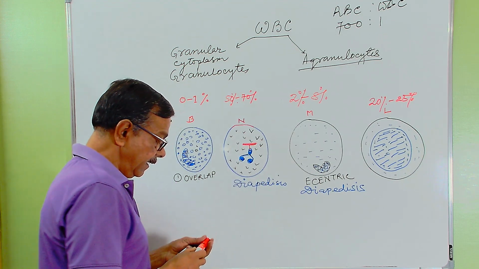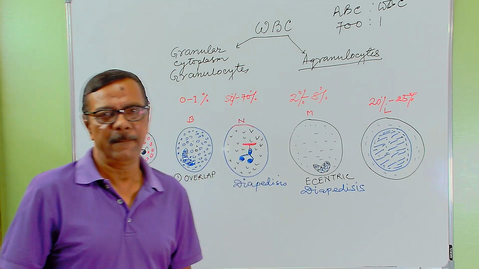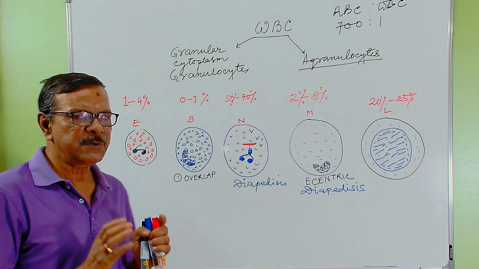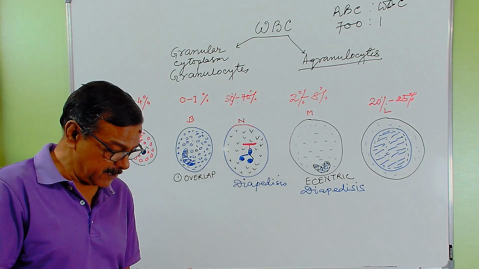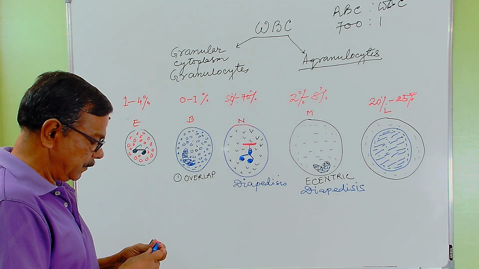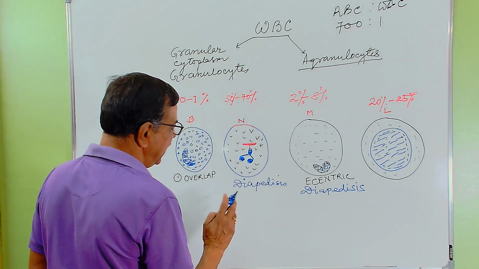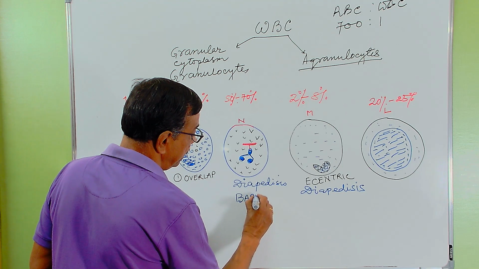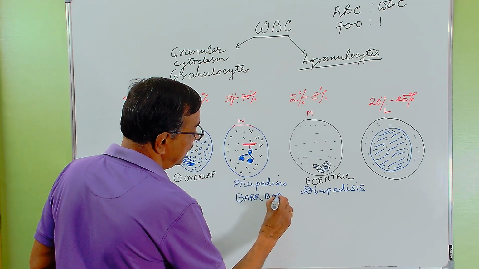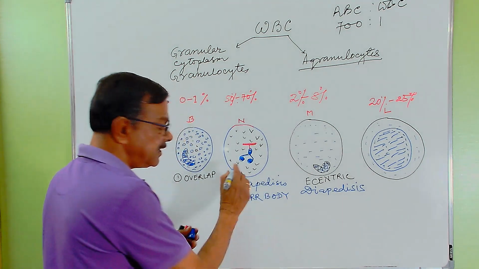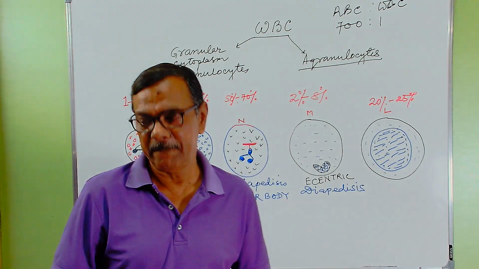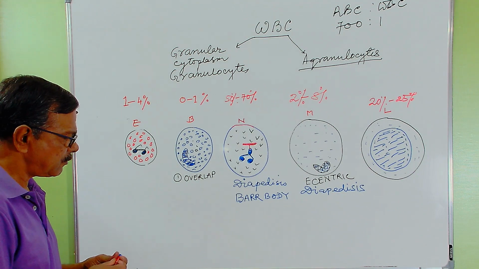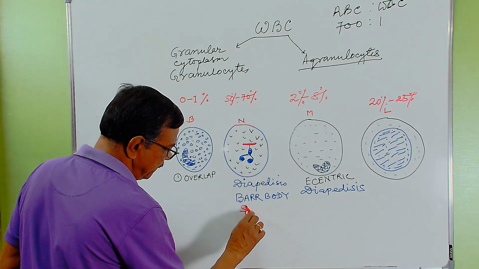In the multilobed nucleus of neutrophil, a drumstick-like body is sometimes visible. This is known as Barr body, B-A-R-R B-O-D-Y. This is available in 70% of females, this Barr body. It is a sex chromatin, right here, sex chromatin.